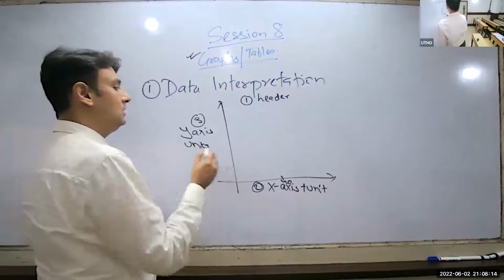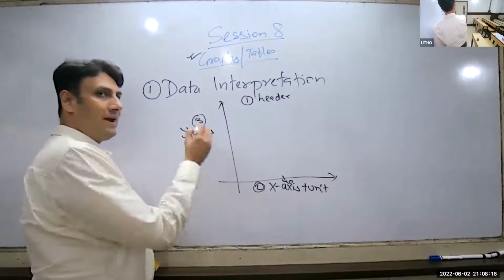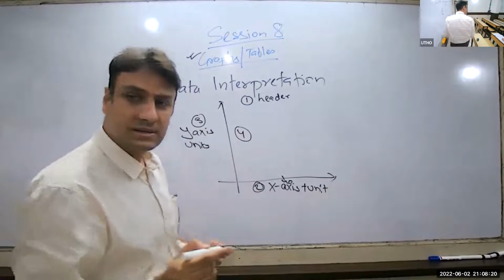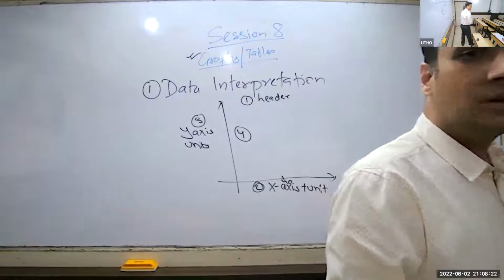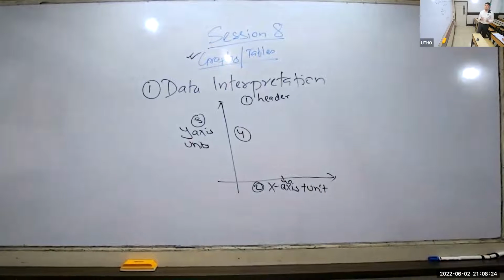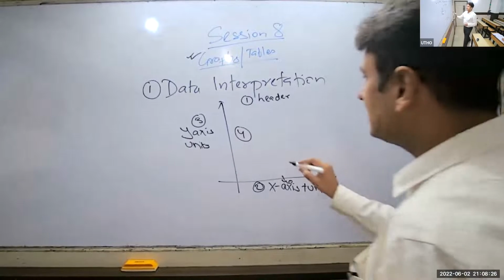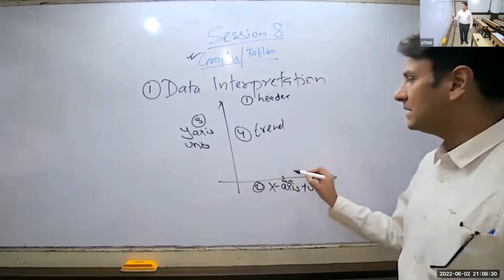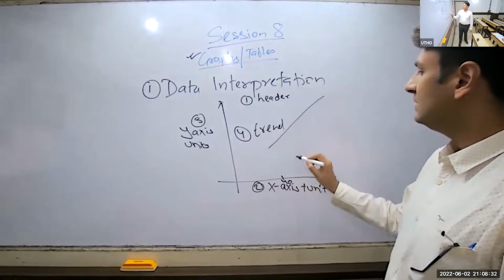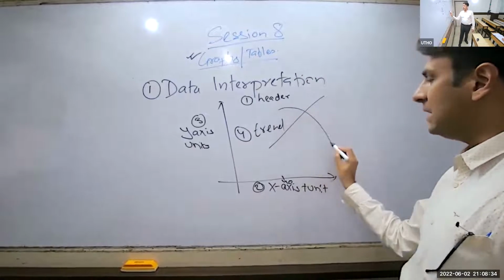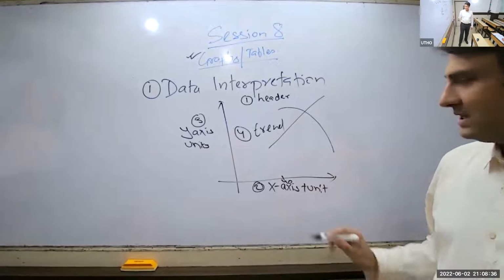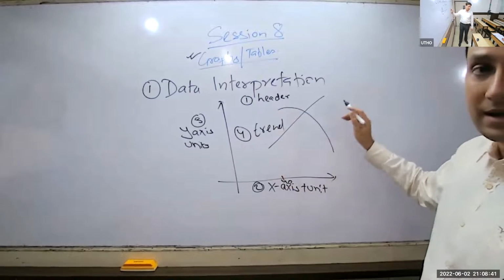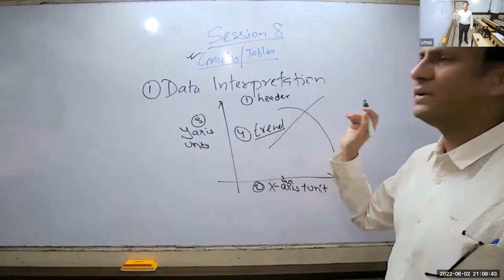Fourth thing to know. Second and third are the x and y-axis. The fourth thing that I want you to know is what the trend is. What does this graph look like? Is it a going up graph or a coming down graph? As you increase x, does y decrease, or as you increase x, does y also increase? Try and see if you can find a trend.